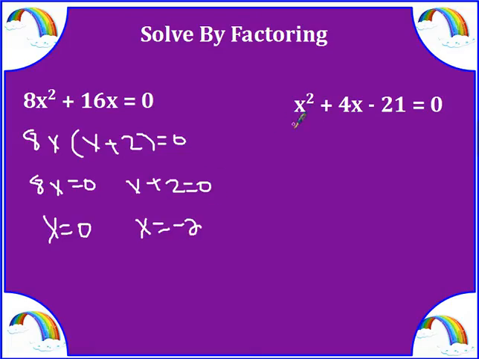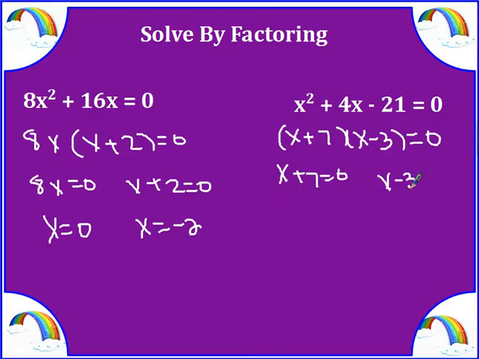In the second example, we can see that we can do snappy factors, and so we're going to create our two expressions. We factor x squared into x and x, and then we're looking for two factors of -21 that add up to give us 4. That is going to be +7 and -3. So we have x plus 7 equals 0 and x minus 3 equals 0. We solve, and our two roots are -7 and +3.